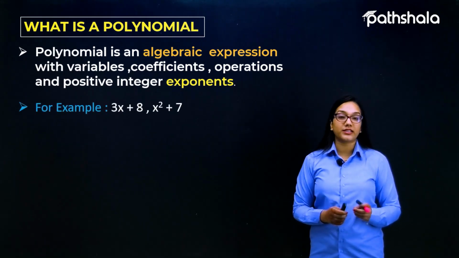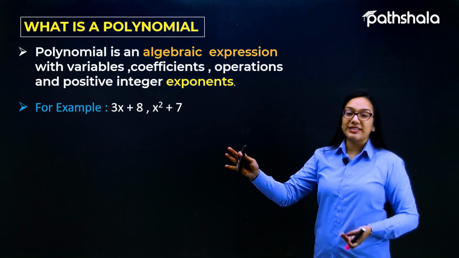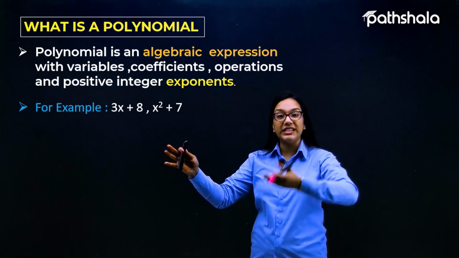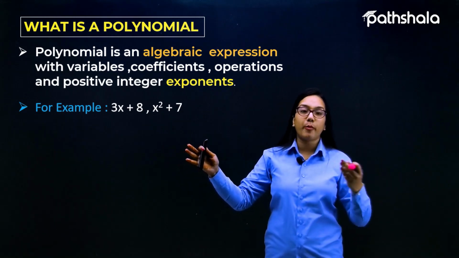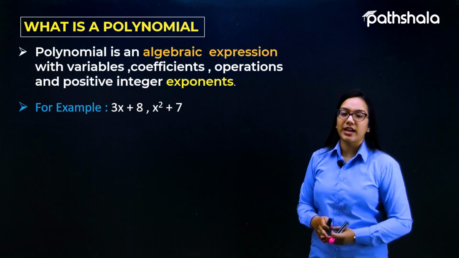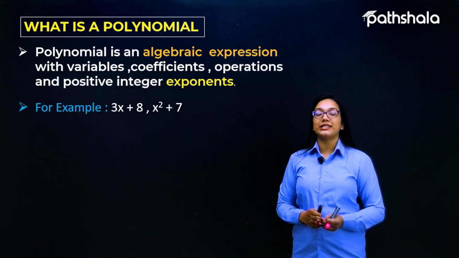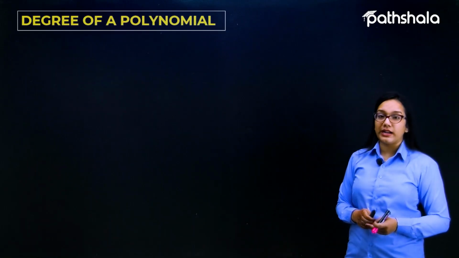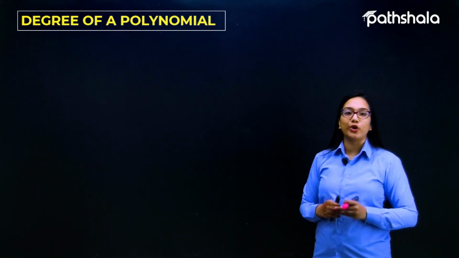Let us take some examples. 3x plus 8, x square plus 7, or the algebraic expression used by Lisa is a polynomial. These are some examples of polynomials, and this is the definition of a polynomial. Let's move further and talk about the degree of a polynomial.